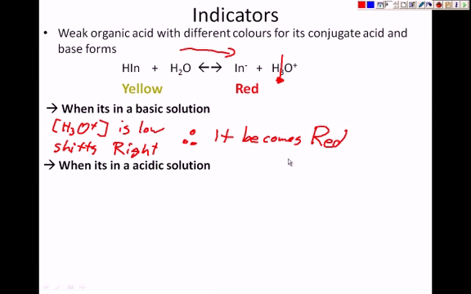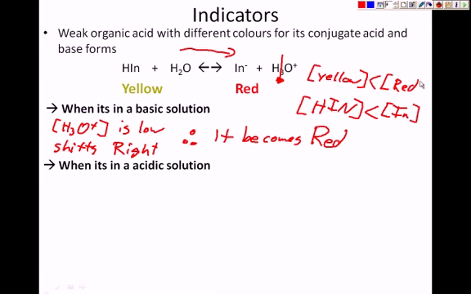In other words, the reason why it's red is because the concentration of HIN is less than the concentration of IN minus. Or in other words, the concentration of yellow is much, much smaller than the concentration of red. And that's why when it's in a basic solution it looks red, because the concentration of red is much higher. This right here is red, while this is yellow.